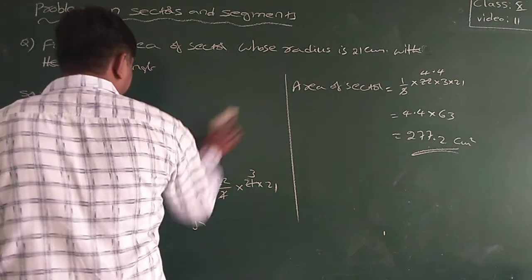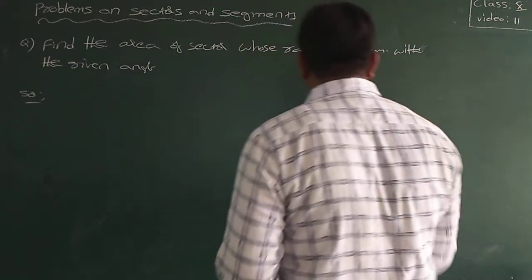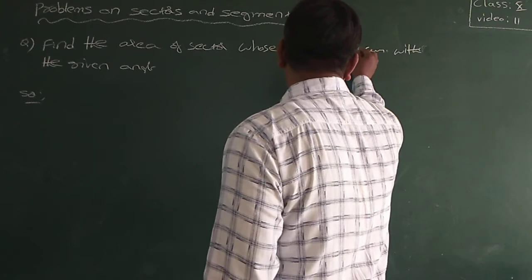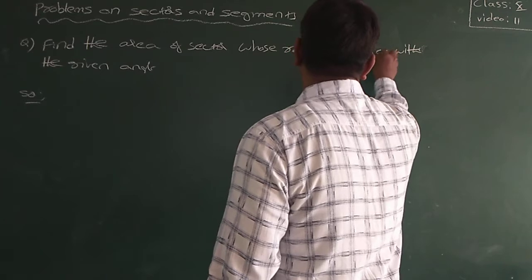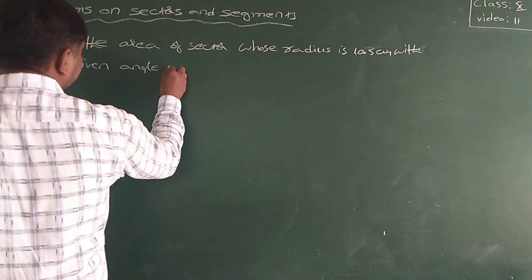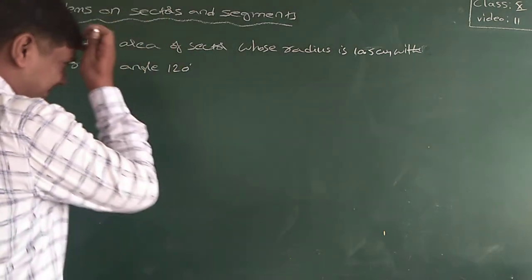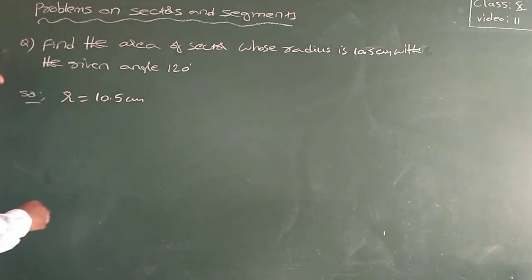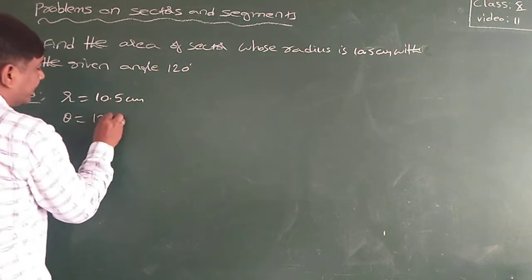Next question. Find the area of the sector whose radius is, let's take, 10.5 centimeters. The angle is 120 degrees. Okay, so radius is equal to 10.5 centimeters. Area is always in square units, sir. Theta is equal to 120 degrees.